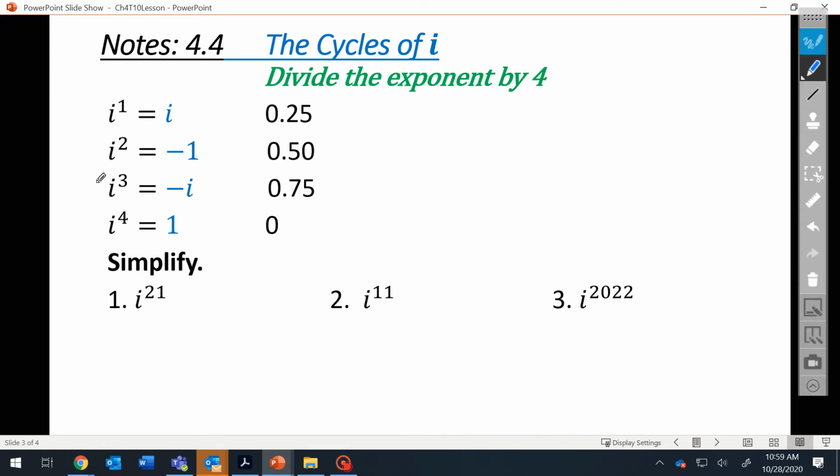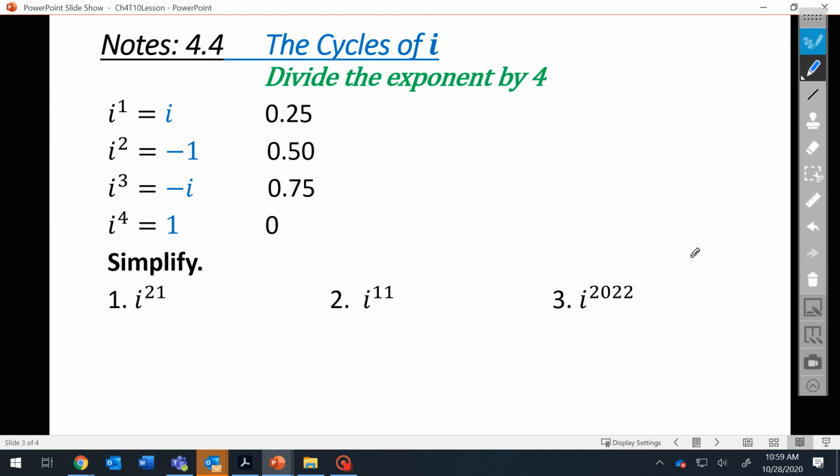So what that tells us, so this would also be i to the 5th, this would be i to the 6th, i to the 7th, i to the 8th, and then it would loop over again. I to the 9th, i to the 10th, i to the 11th, i to the 12th, and then it would loop over again. I to the 13th.